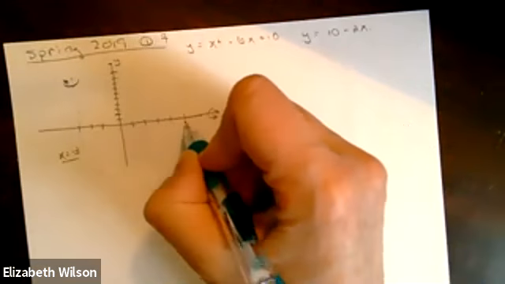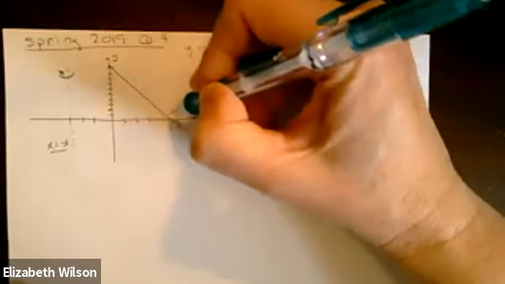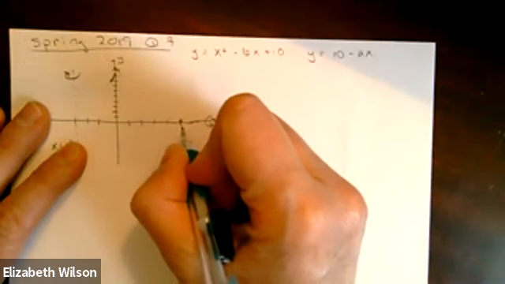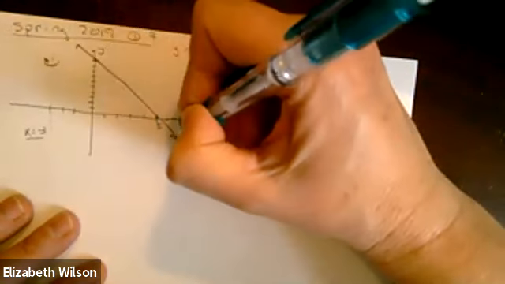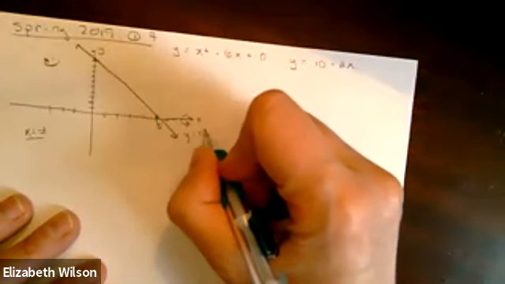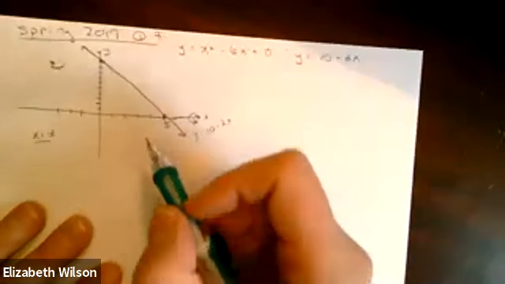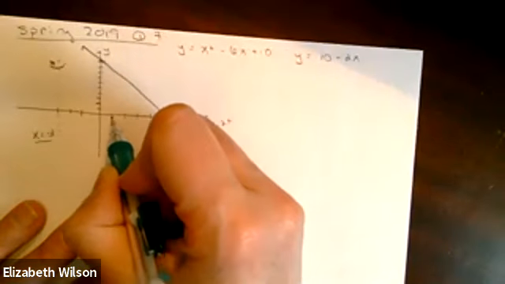1, 2, 3, 4, 5. Here's 5. I'm going to plot my linear equation. So 10 minus 2x is going to look like, let's see, oh, I didn't put it very well. Let me try it again. Get this right. It's going to go through here. This is 5, and it's going to go through here. That's 10. Okay, so this is y equals 10 minus 2x, and then I've got my parabola.